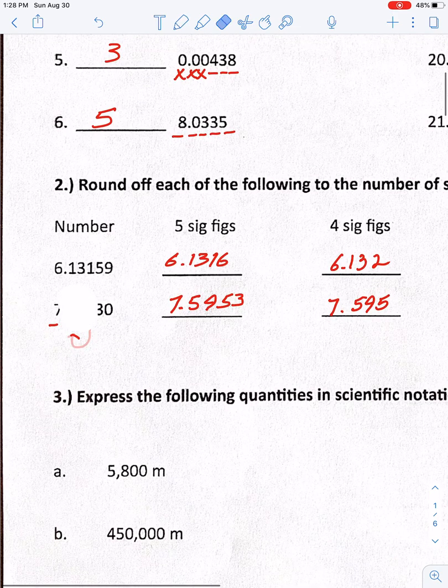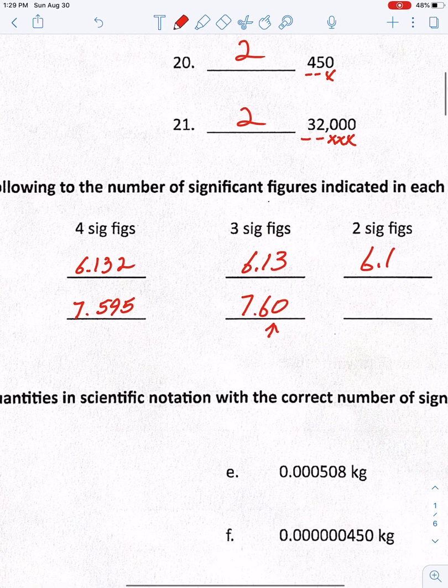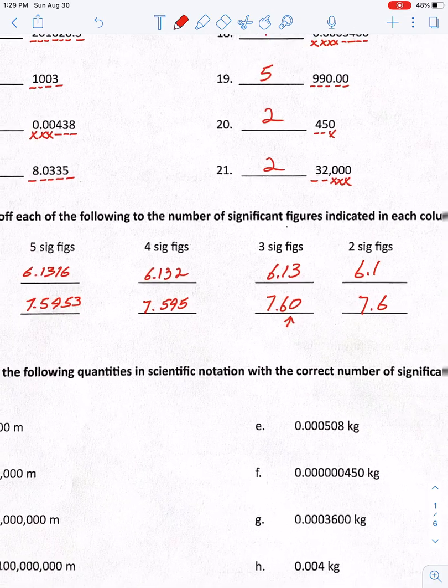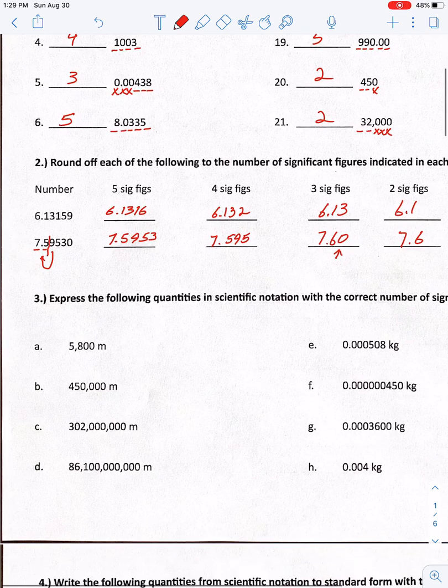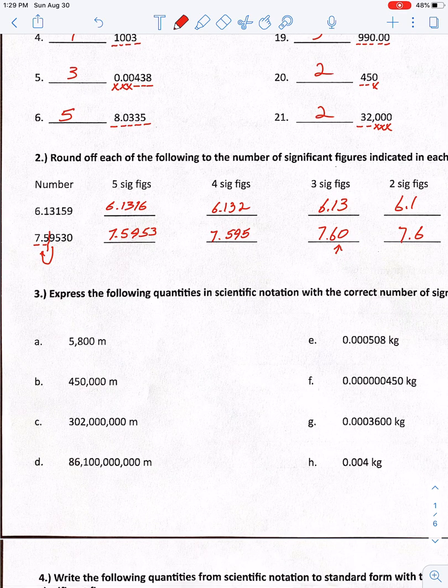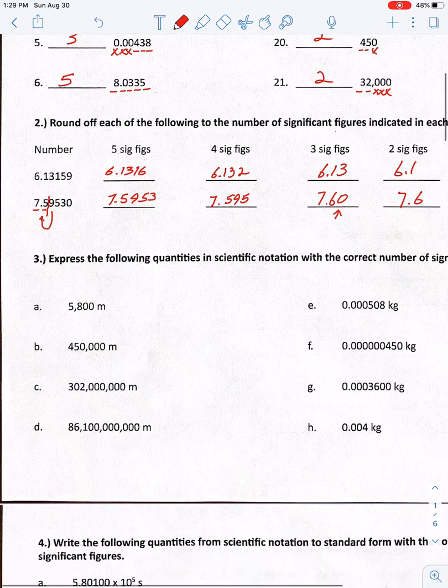And then our last one is just doing 2. So count 1, 2, draw my line. That 9 is going to tell me that 5 is going to round up to 6. So my answer would just be 7.6. Okay, so that is rounding. So take a look at rounding rules if you need a refresher on that, if that confused you any. Okay, so let's go on to the next one.